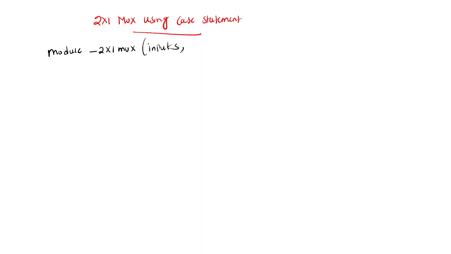Input s. It is better to write the ports vertically, because in industry they write them vertically, so it is easy to debug. Suppose 100 or 150 inputs are there; if you write them vertically it is easy to debug. Input 1 down to 0 inp, and output reg y.